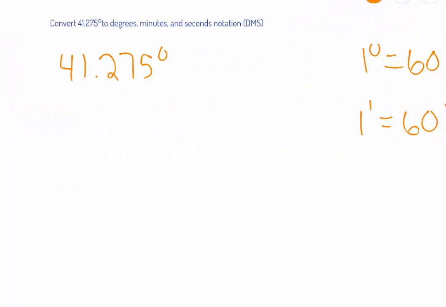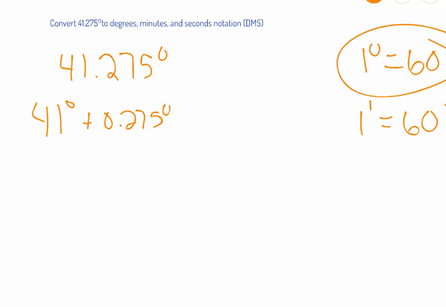Now for this problem, we're actually going to do the reverse. We're going to take degree notation and convert it to degree minute second notation. So now we want to take this and break it down. First, take the whole number part and separate it from the decimal part. For example, 41.275 is the same thing as 41 degrees plus 0.275 degrees. Break it apart, the whole number and the decimal part. We're going to take this decimal part, 0.275 degrees, and multiply it by the conversion to get the minutes.